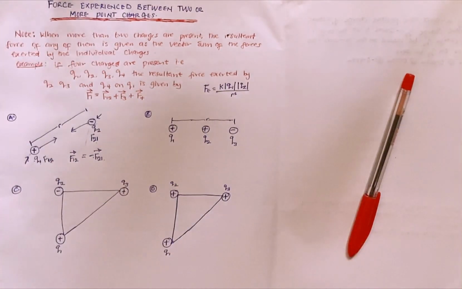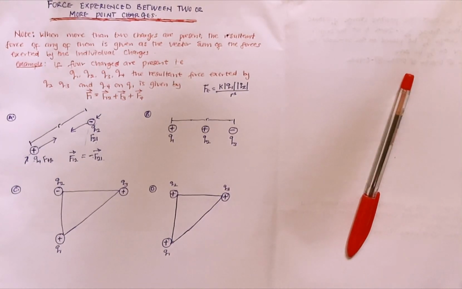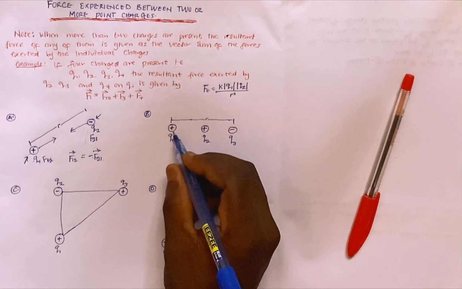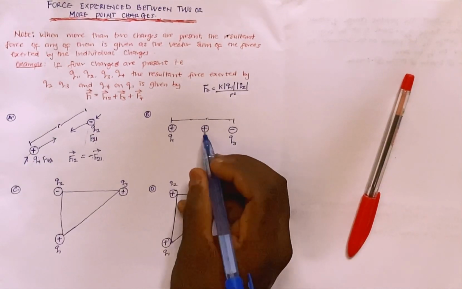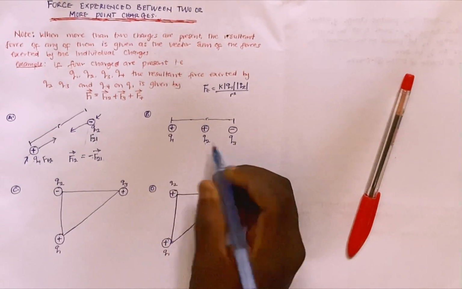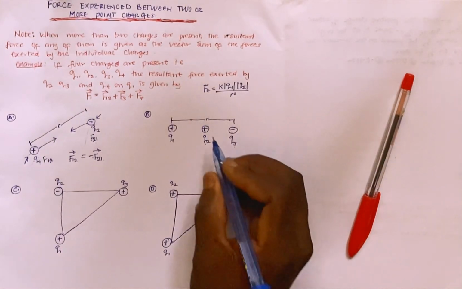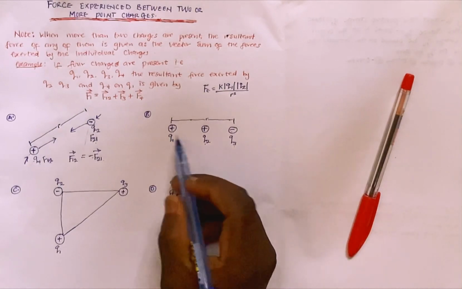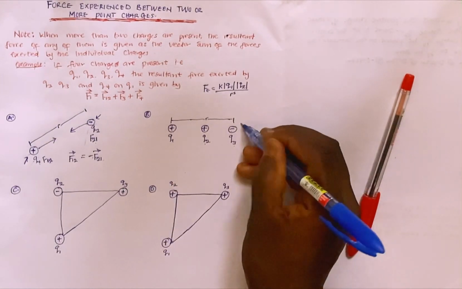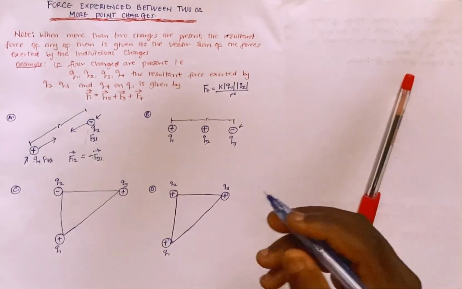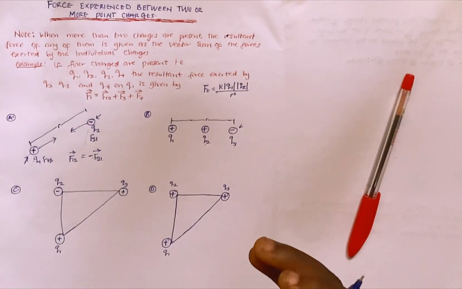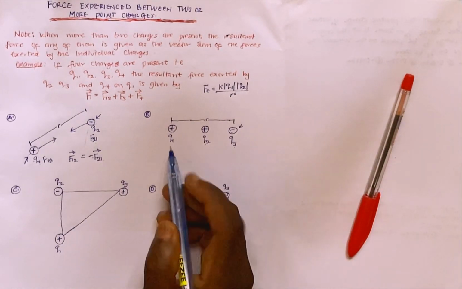Now, looking at the second case, I'm having charges Q1, Q2, and Q3. I'm very sure that a force is going to be experienced between these charges, right? My Q1 is going to experience a repulsive force due to the presence of Q2. My Q2 is going to be attracted to Q3. But here I'm only after the two forces acting on Q3, because Q3 is the only negative charge apart from this positive charge.